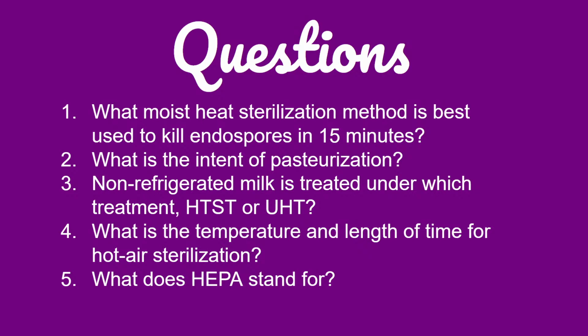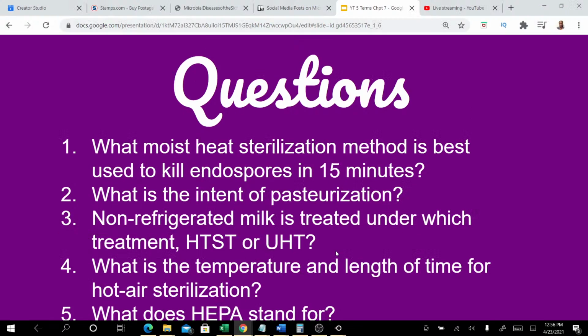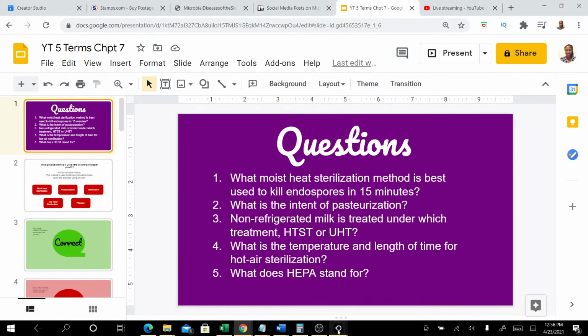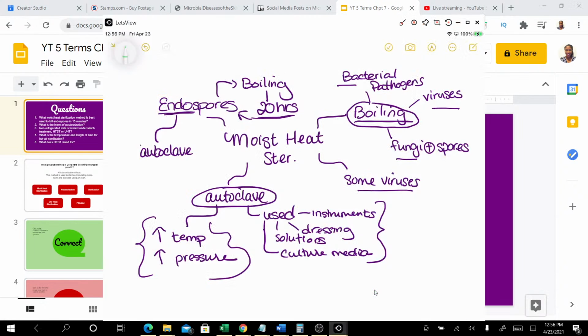The next one is micro mind map. So what you saw previously from what I did, let's exit out so you can see here. What you see here is micro mind mapping. I have our main topic, moist heat sterilization. That's our main topic. And from there, I stemmed out to subtopics, boiling and autoclaving and endospores.